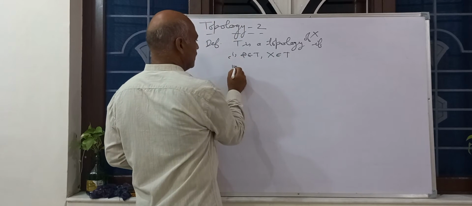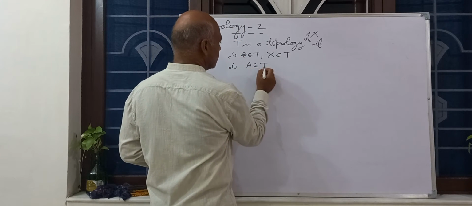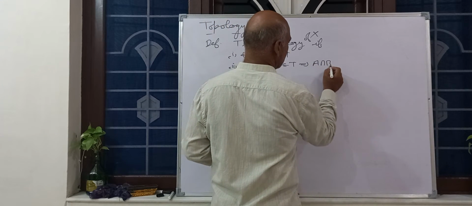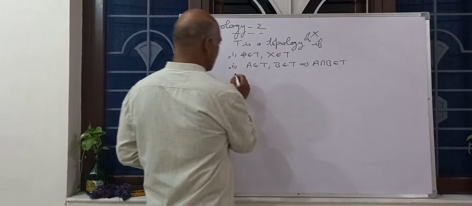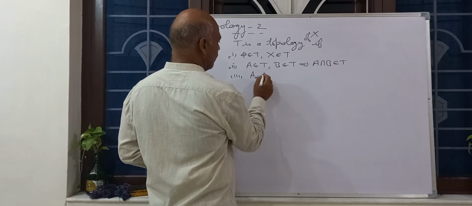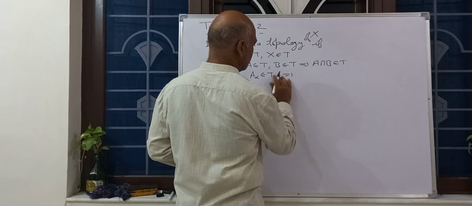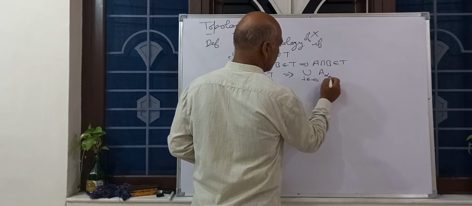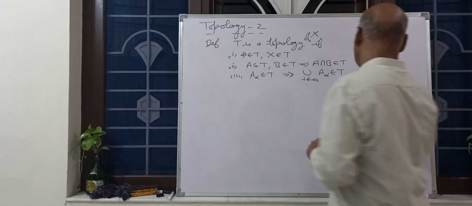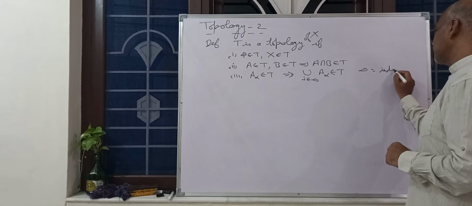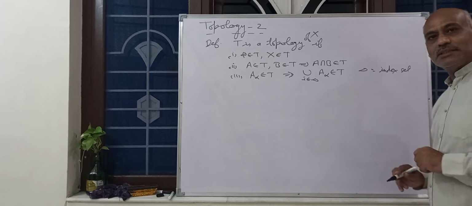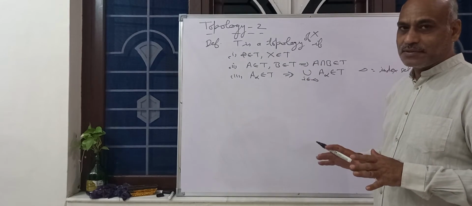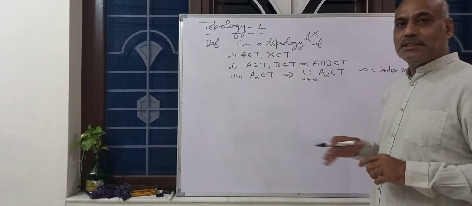Second, A belongs to T, B belongs to T, then A intersection B belongs to T. Third, A alpha belongs to T, then the union over I in the index set Delta of A alpha belongs to T. Delta is the index set. So if these three conditions are satisfied by any subfamily of the set X, then it is a topology.